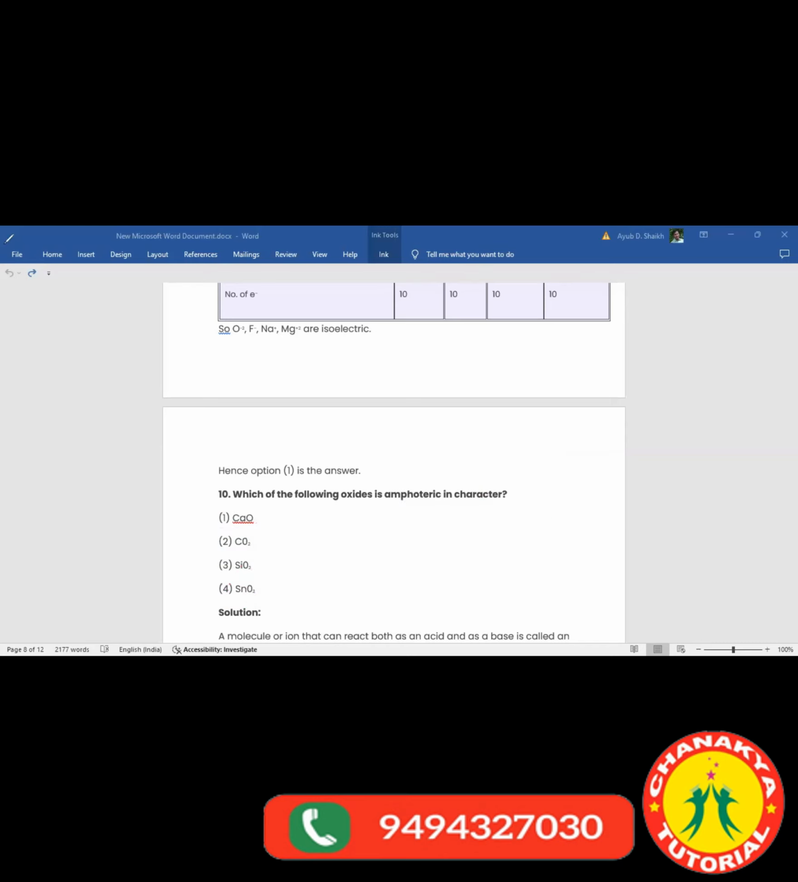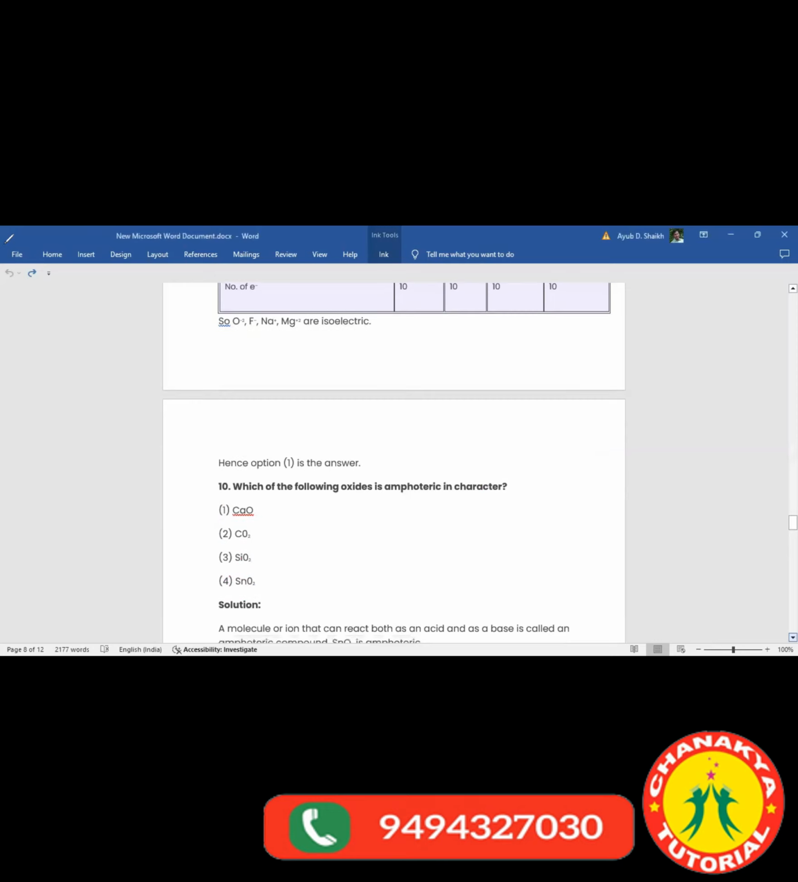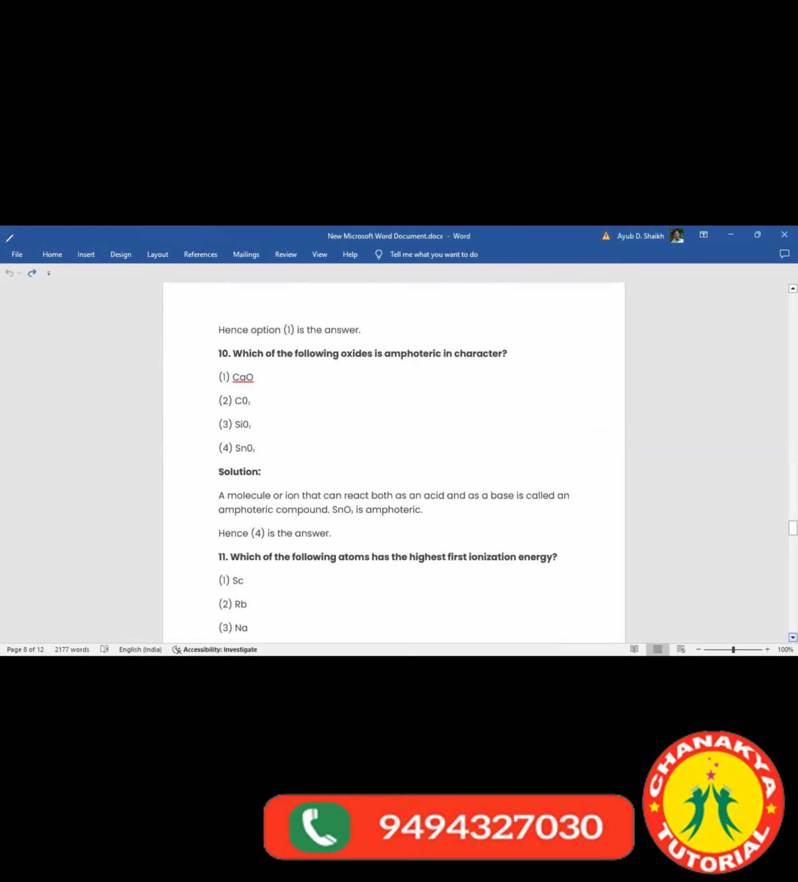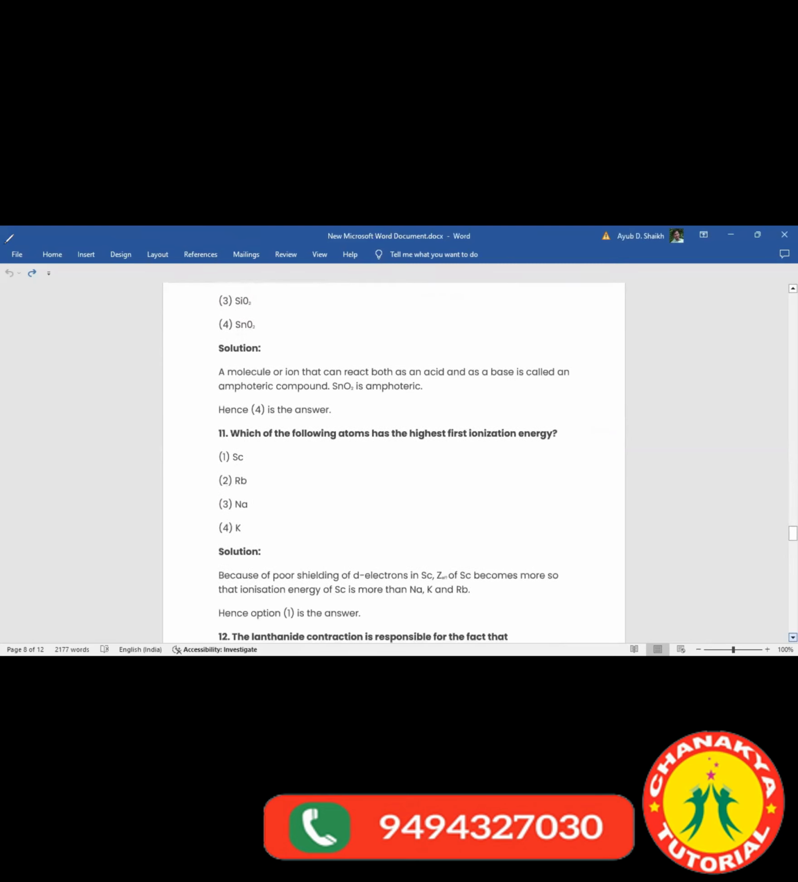Check it. See here. A compound that can react with both acid and base is called an amphoteric compound. And hence, stannous oxide is amphoteric in nature because it can react with both acid as well as base. Please write it down. Clear? Now see the next question.